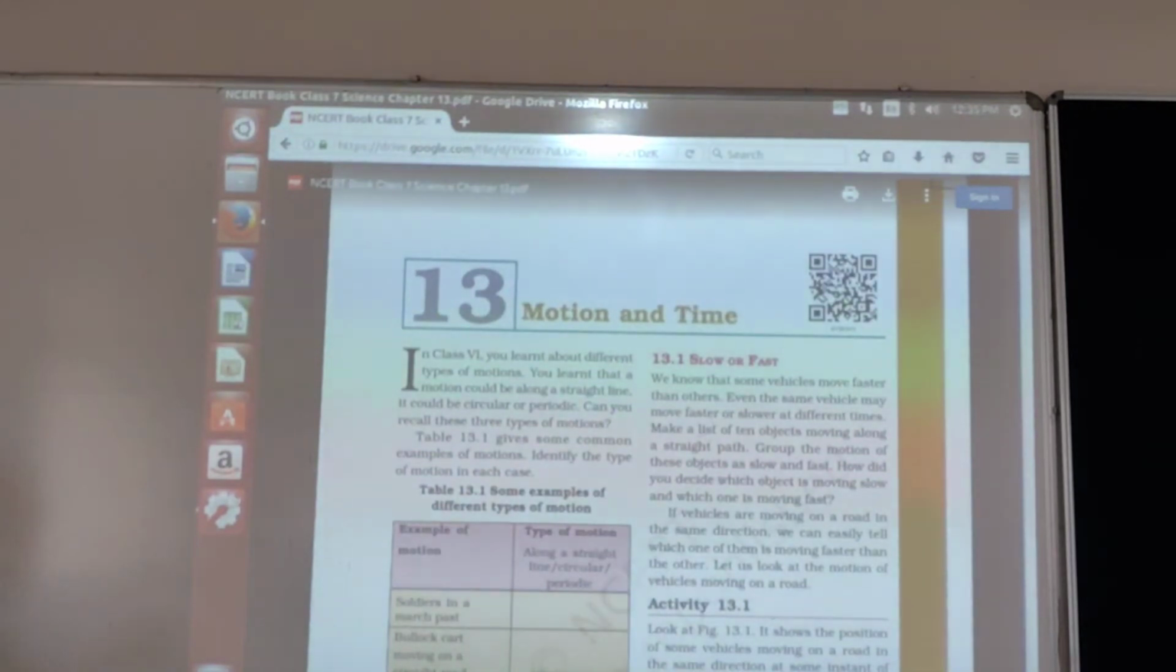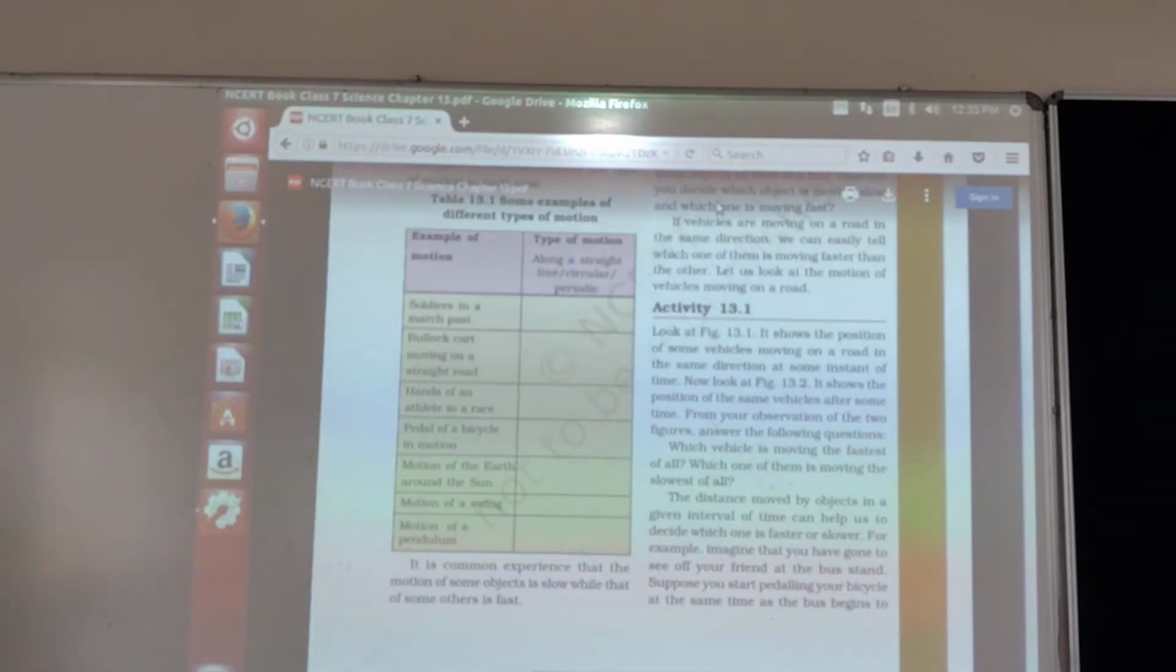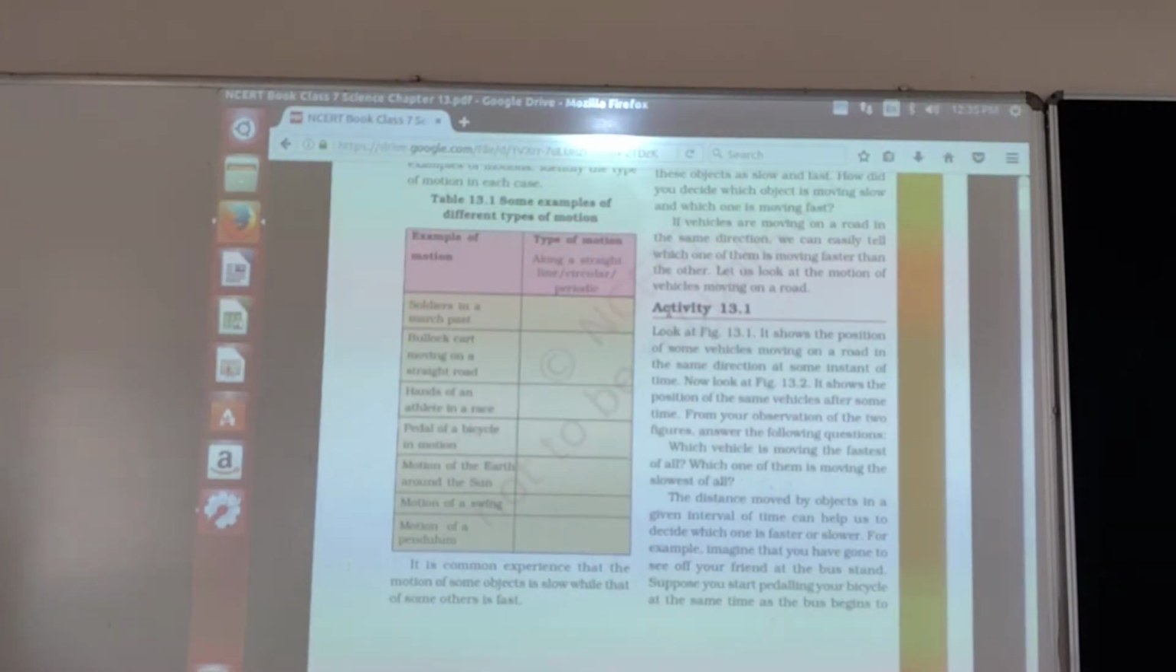Here I am giving you some examples in your textbook, on page number 142, 143, this table is there. See here, examples of motions and types of motion. Soldier in a march past, which motion is there? So this is the straight line motion.